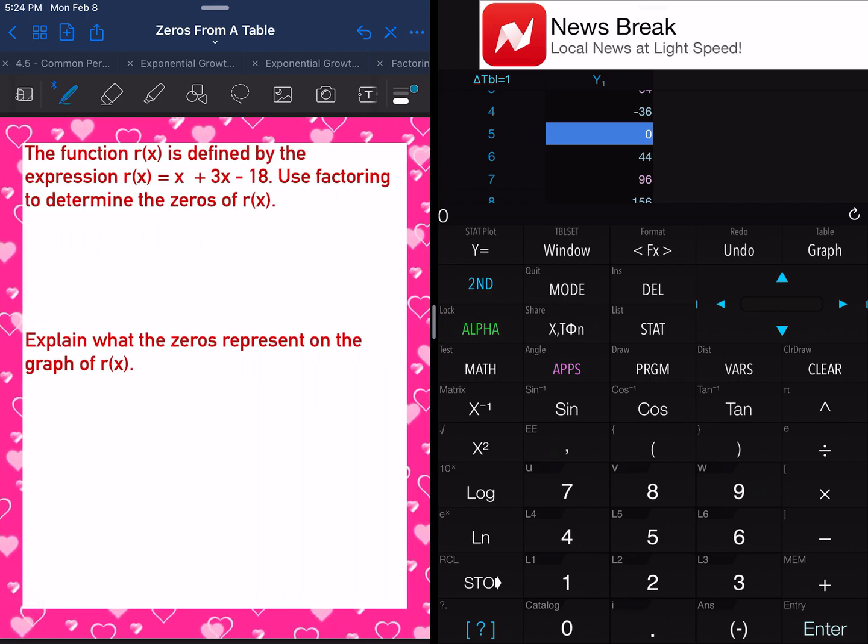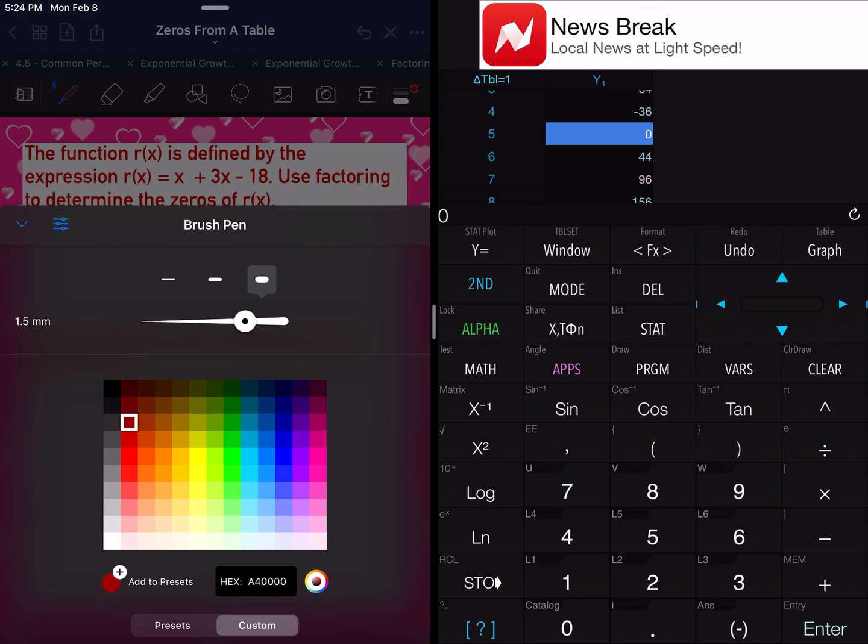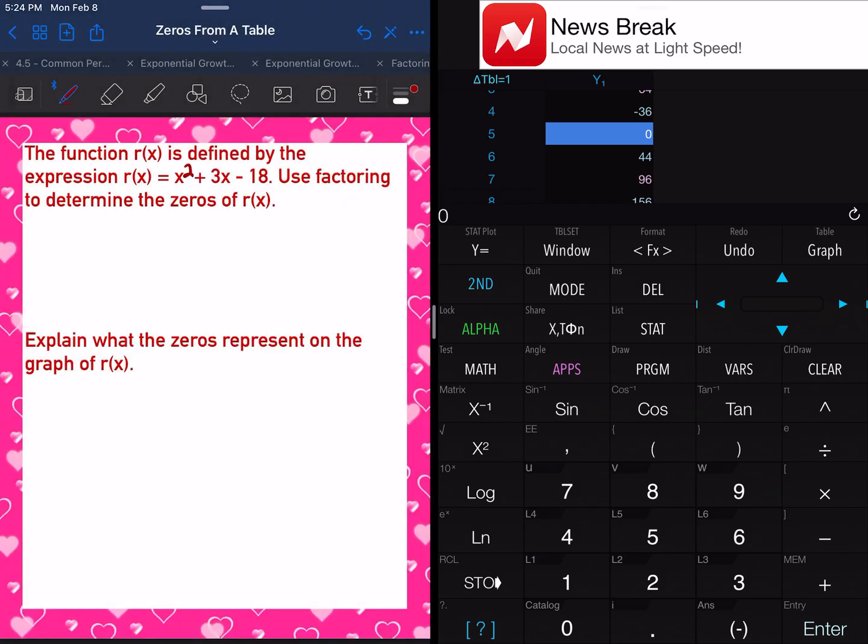Let's do this again. I forgot to put a little squared right there. All right, so the function r of x is defined by the expression. So this one says use factoring to determine the zeros. But we just learned a really cool trick in the calculator. I'm going to show you how to get around these instructions and still get full credit.